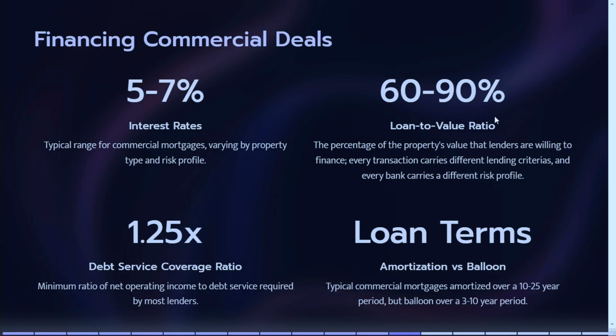The reason why is because, for example, if you look at loan terms, a typical residential mortgage is amortized for 30 years, right? And it's due in 30 years.